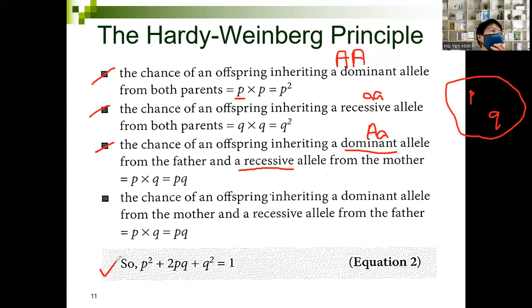Based on our mathematics in secondary school, Form 3, you learn p squared plus 2pq plus q squared equals 1, correct or not? Correct, this is mathematics. So putting everything together, this is equation number 2. Equation number 1 just now is p plus q equals 1. So these two are important equations.